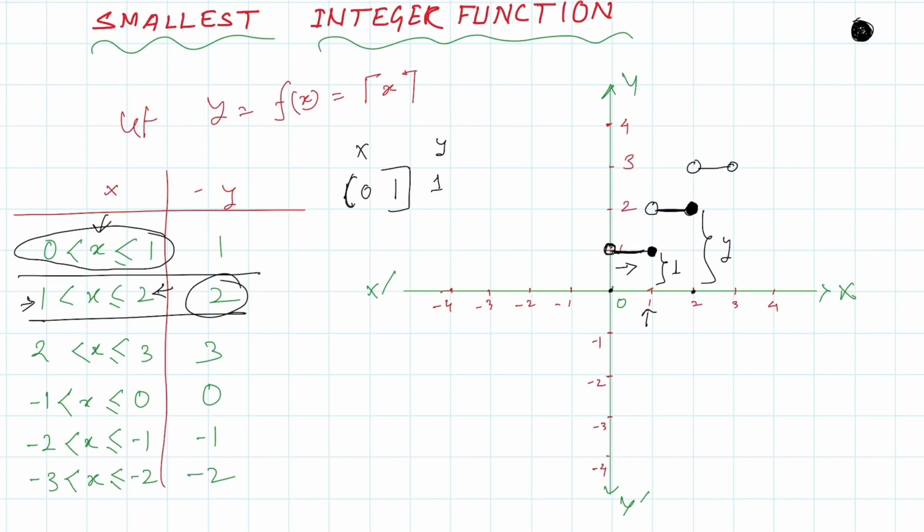Towards the negative side also, minus 1 is not included, 0 is included in this case, while y is equal to 0. So this interval must be on the x-axis. Then the next one should be here. That's how you can draw the graph of the smallest integer function. Hope you have understood how to draw the graph of the smallest integer function. So here this is included.